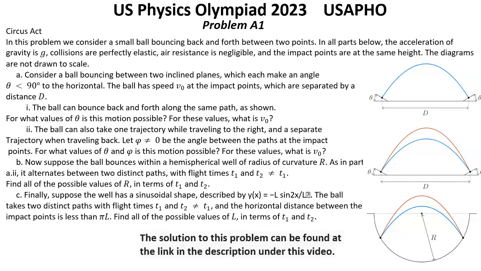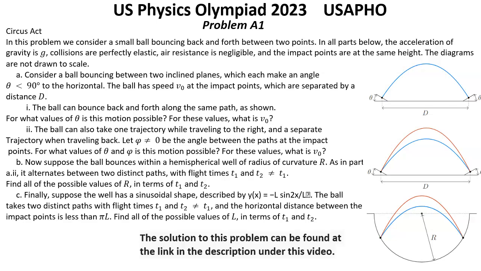US Physics Olympiad, year 2023, USAPHO, final round. This examination had two parts, as usual, Part A and Part B.